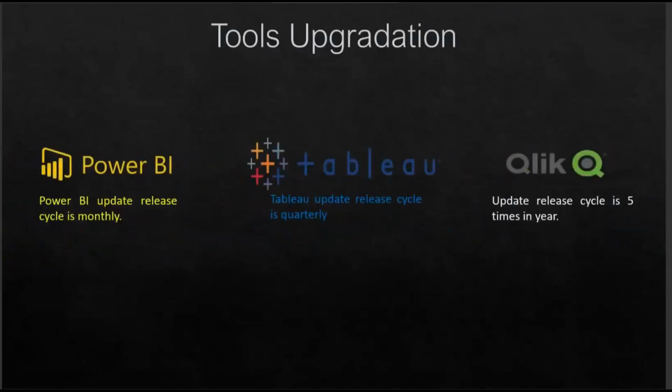Tool upgradation. Power BI's update release cycle is monthly. Every month, Microsoft comes up with bug fixing, improvement in visualization, new features, basic machine learning capability, data source connectors, some improvements from Power BI community suggestions, and many more. Tableau's release cycle is quarterly. QlikView's release cycle is 5 times in a year. Here again, Power BI is the winner because it implements community suggestions in every release.